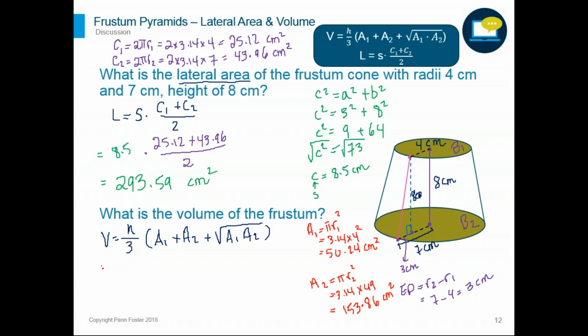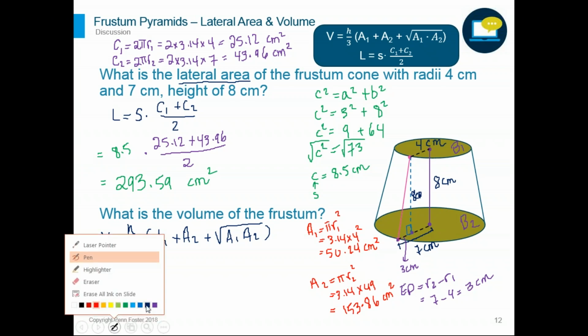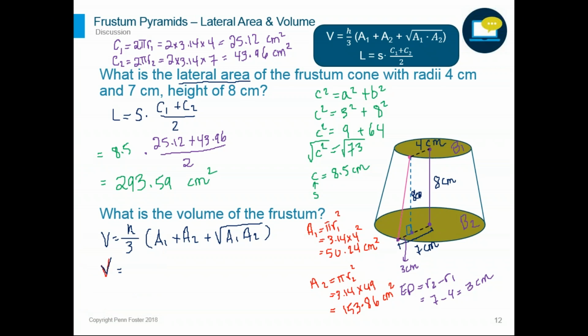So let's plug in the values. Volume equals h over 3, that's 8 over 3, times area 1, which is 50.24, plus area 2, 153.86, plus the square root of the product. So multiply 50.24 times 153.86. To evaluate this expression using a calculator, we're gonna start from inside out.